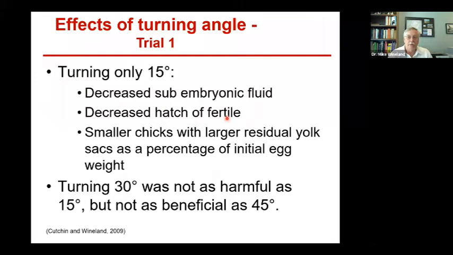Turning only 15 degrees also resulted in less subembryonic fluid being formed. As we already said, there was a decrease in hatch of fertile, but she also saw that the chicks were smaller, but that they had a larger amount of residual yolk when compared to the controls of 45 degrees. Turning only 30 degrees wasn't quite as harmful as turning 15, as you saw in the one slide, but it still wasn't as beneficial as 45 degrees from vertical.